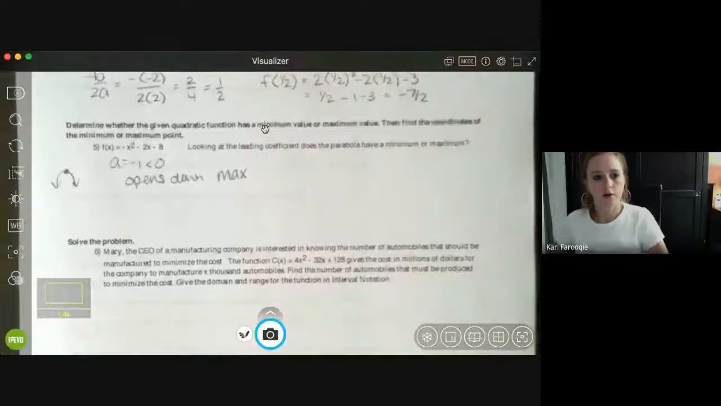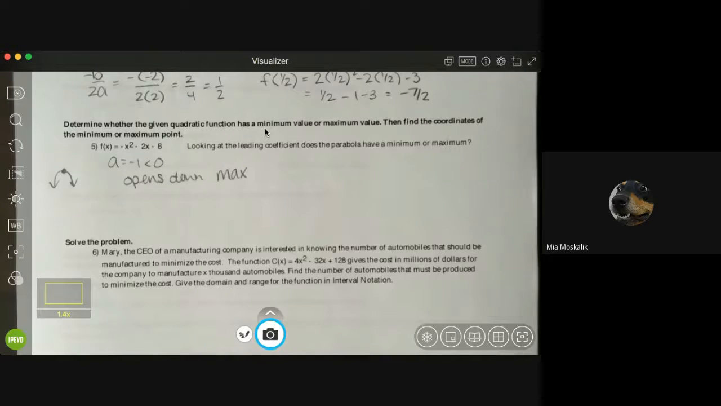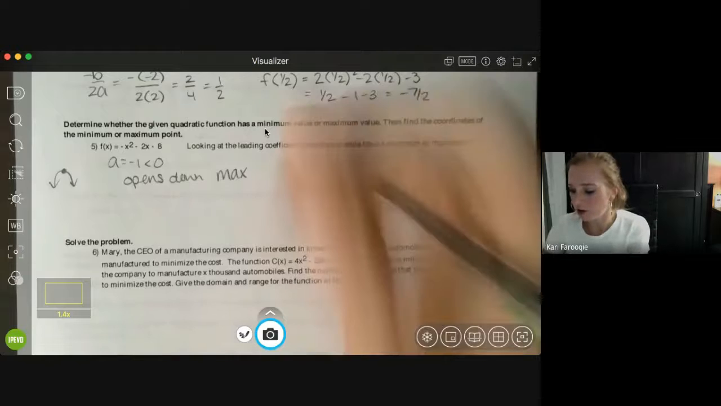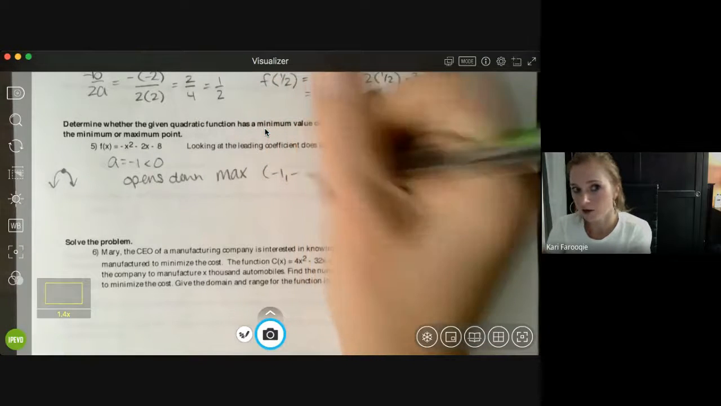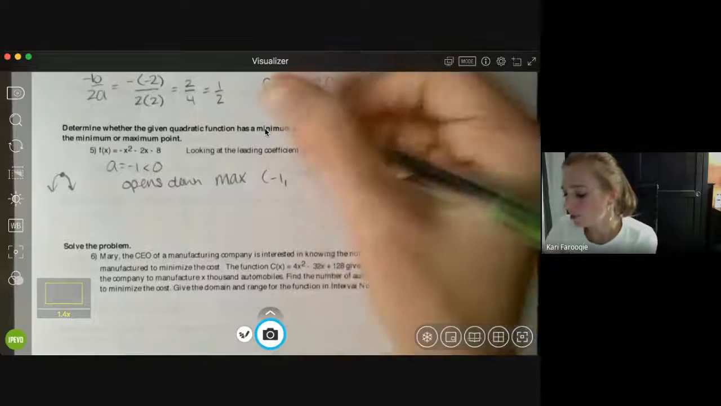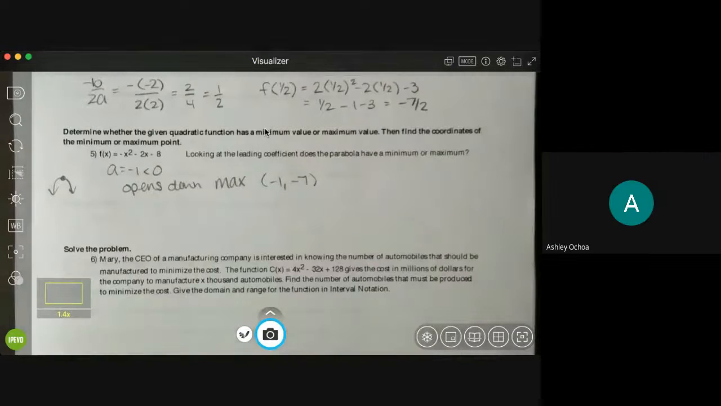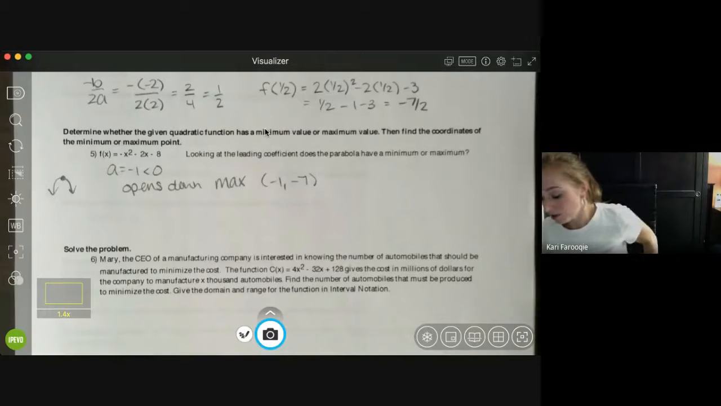Does anyone else want to unmute themselves and tell me what they got for the XY coordinate of the maximum? I got -1, -6. Did anyone else get -1, -6? I got -7. I got -7 too. All right, we'll go through it. The -1 was correct, and the -6 was close.